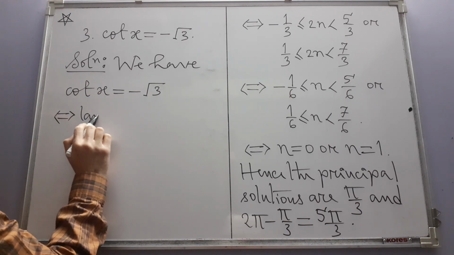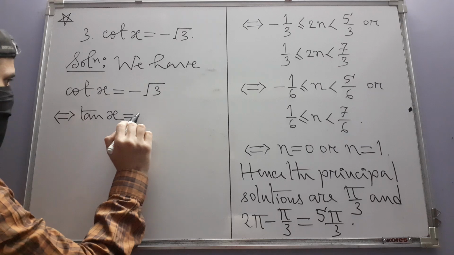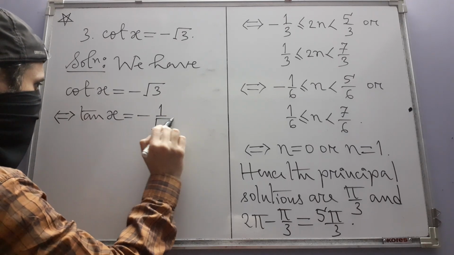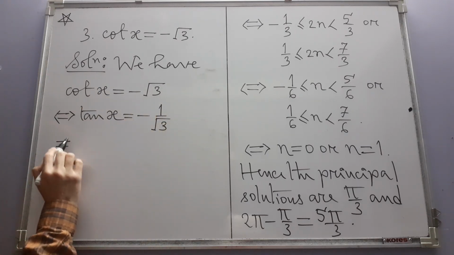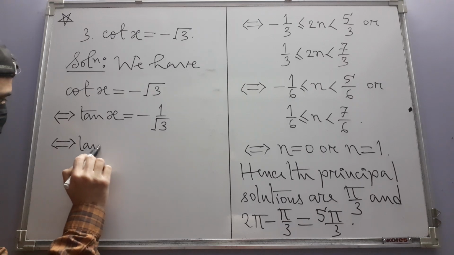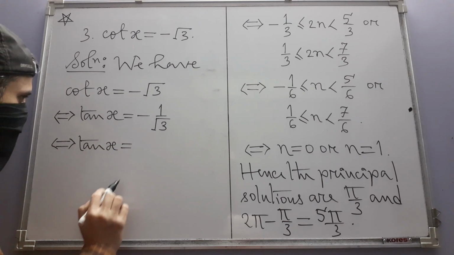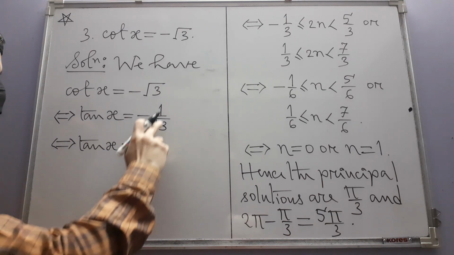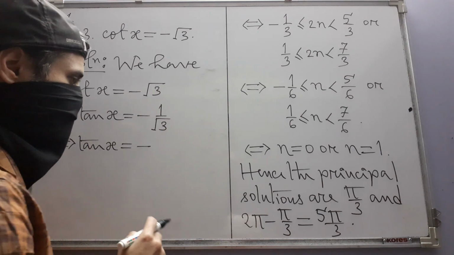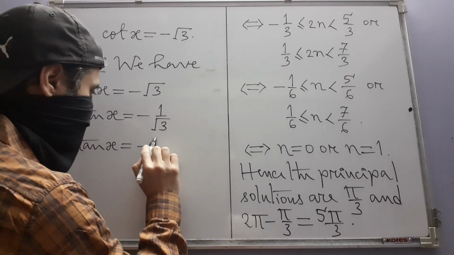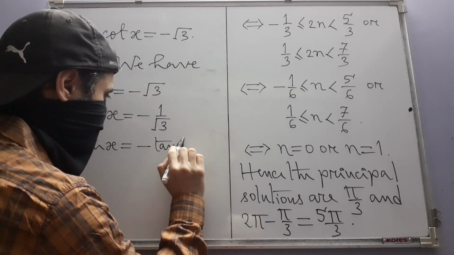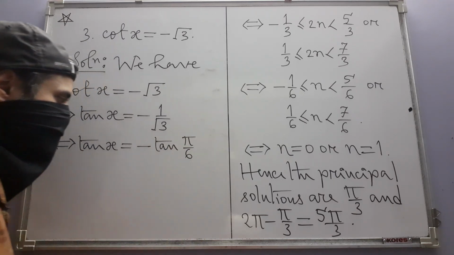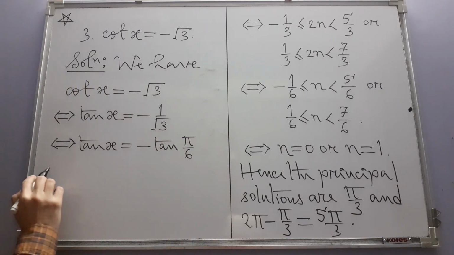which is the same as tan x equal to minus 1 over root 3. Let us just keep the minus sign as it is. What is 1 over root 3? Tan 30 degree, or in radians, that is pi over 6.